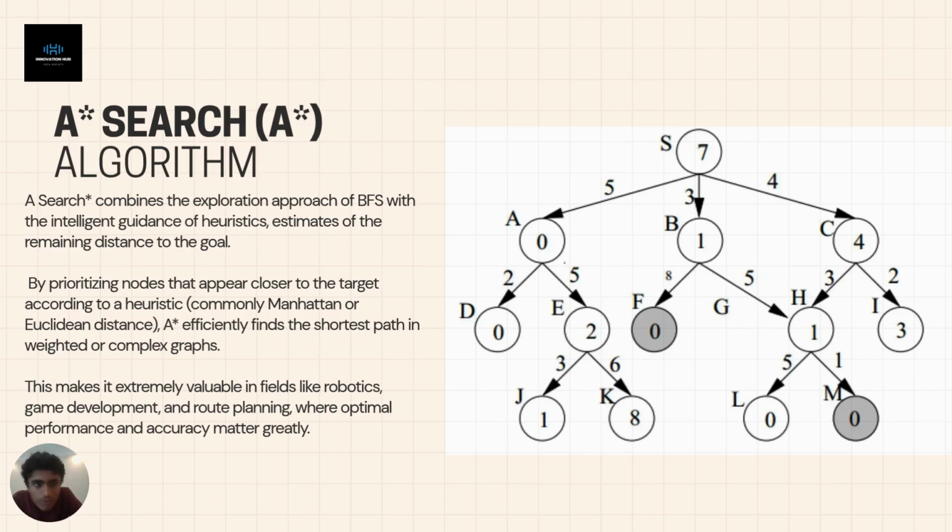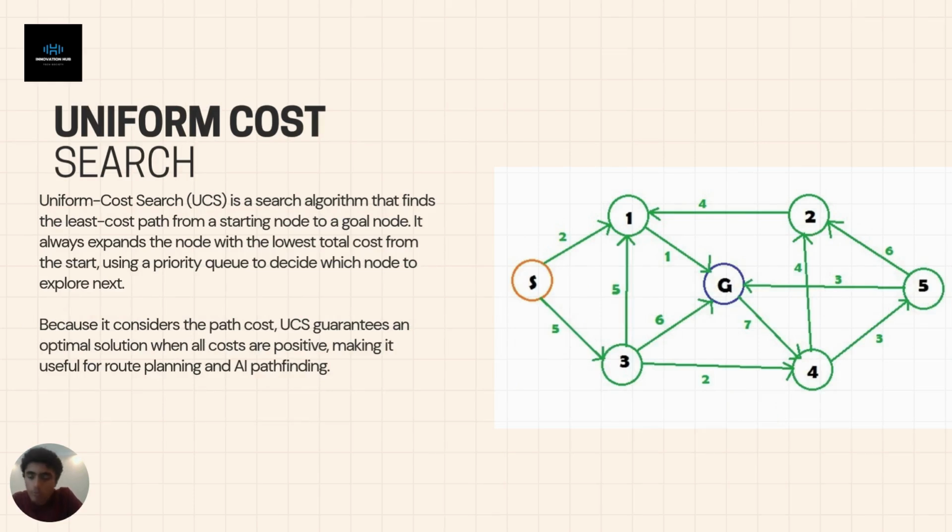So now let's move on to uniform cost. The uniform cost search is a search algorithm that is used to find the lowest cost, the most efficient path between the starting node, which in this diagram is S, to your goal node. So it offers the cheapest path, it offers the most efficient path.